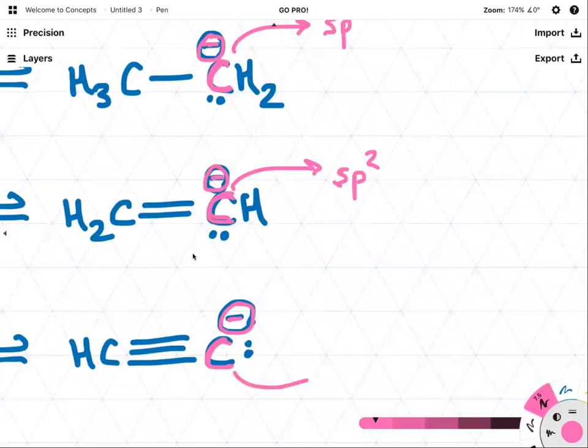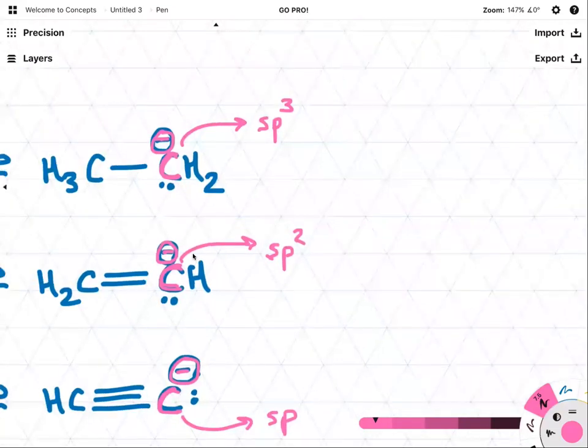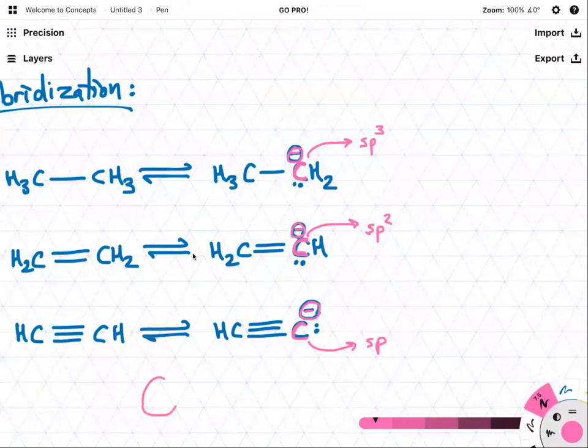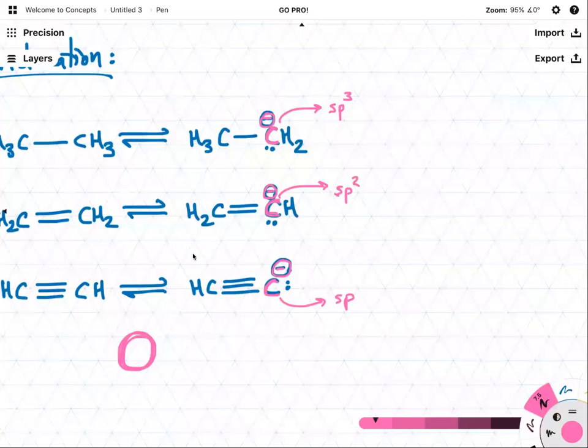And this carbon here is sp. Now we know that an s orbital is spherically shaped, and we know that p orbitals are elongated. They look like dumbbells. An orbital is basically just a volume of space that the electron occupies.